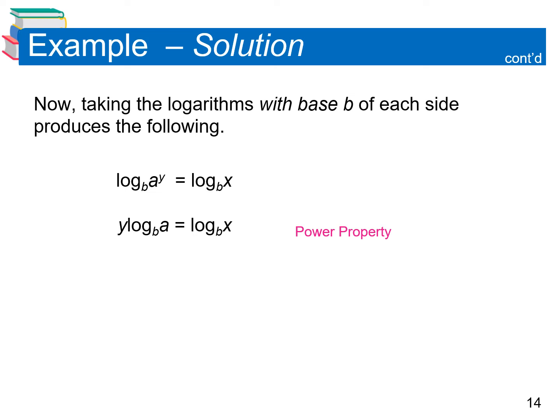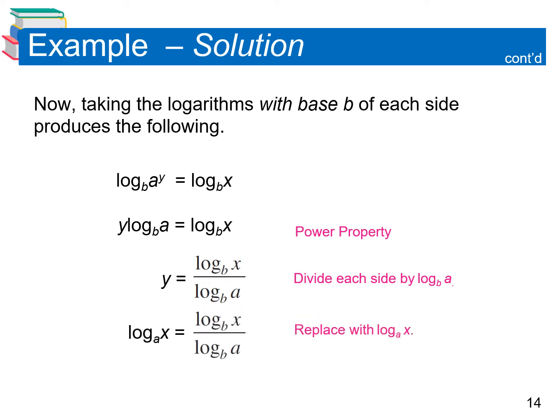From here, we are going to use the power property. So it is equivalent to y log a to the base b equals log x to the base b. From here, we are going to divide each side by log a to the base b. And then we are going to replace y with log x to the base a. So we have log x to the base a equals log x to the base b over log a to the base b.